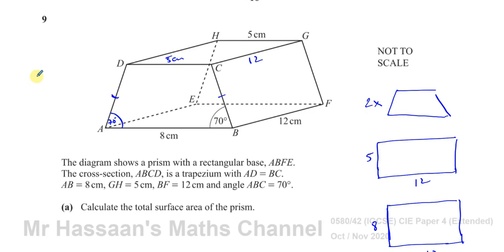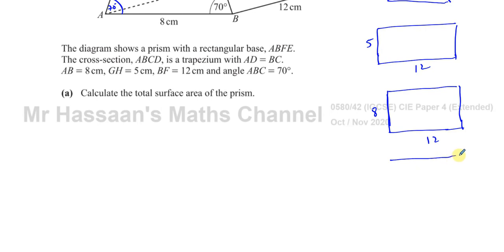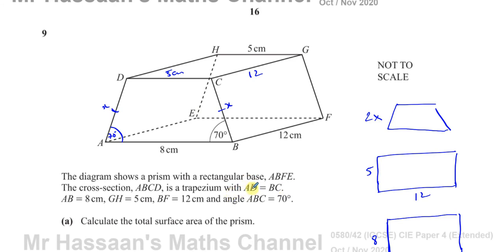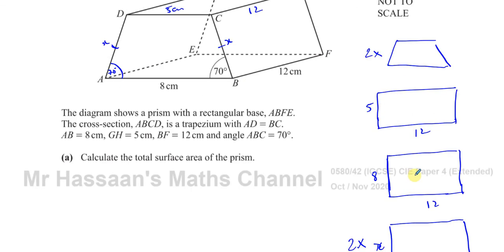And then you have these two rectangles on the sides, which is 12 by, we don't know what, let's call it x, and this is also x. So we've got two of those rectangles, 12 by x, and x is the length of BC and AD, which we are told are the same. So there's two trapeziums, and there's the top and the bottom, and then there's the two sides. That makes up all the surfaces on this shape. So if I find the area of each of these shapes, I have found the surface area of this shape.